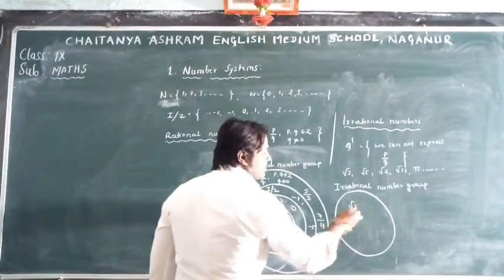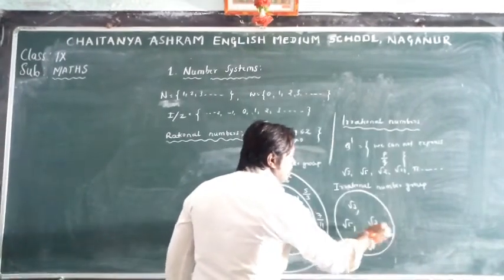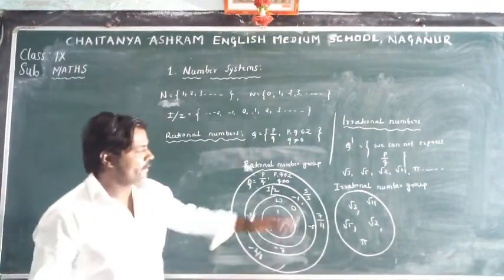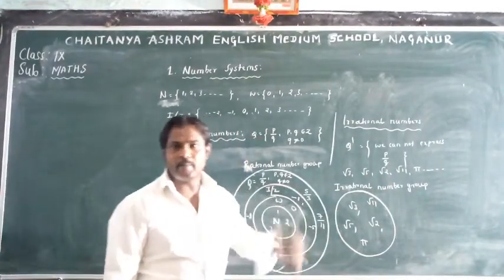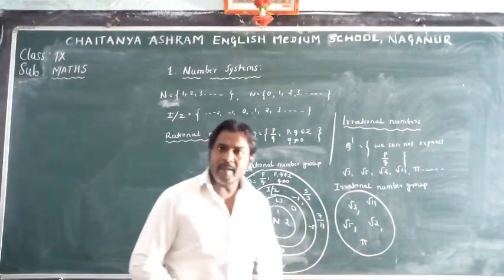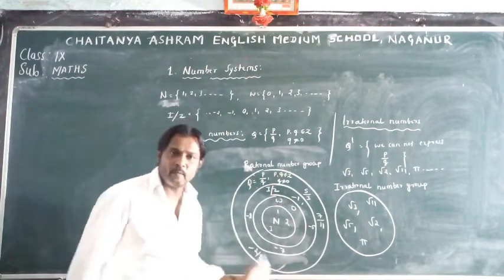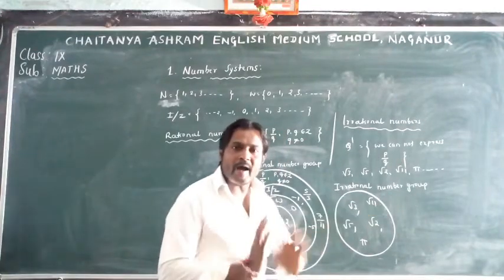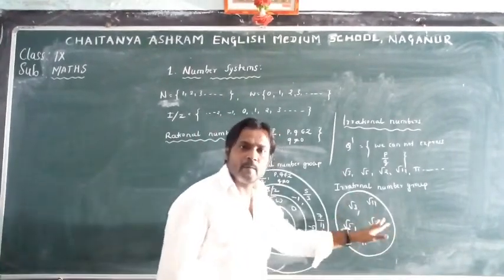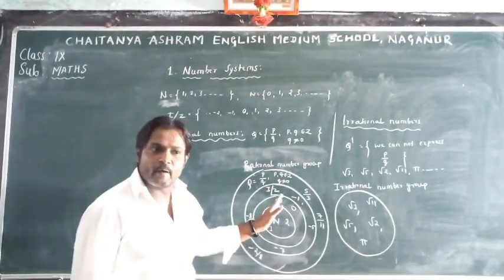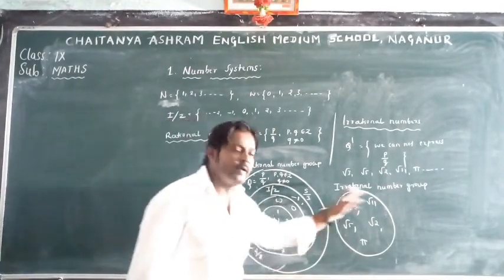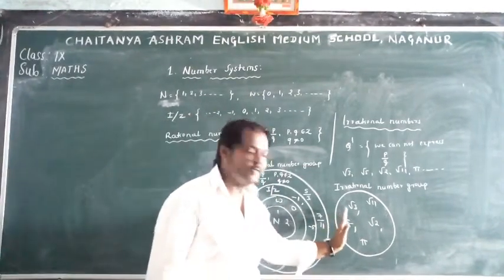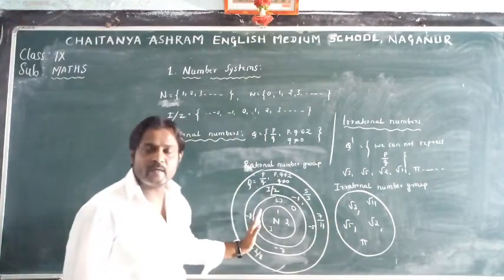Here the examples are root 3, root 5, root 2, root 11. These are the examples of irrational numbers that we have learned in the previous video. So now we have two groups. One is the rational number group, another one is the irrational number group. Why do I separate this irrational number group from the rational number group? Just think of it. Yes, very good. Because these we cannot express in the form of P by Q. That is why I separate this irrational group from the rational number group.